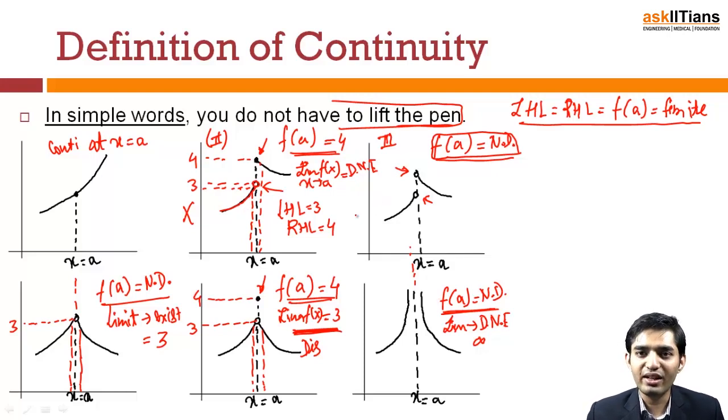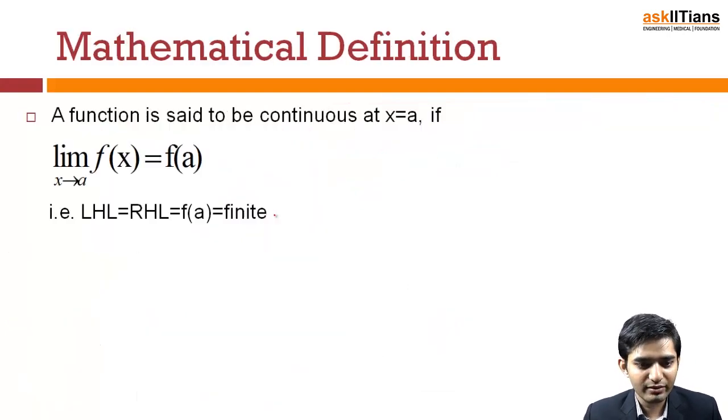And the second thing is find out the limit. Okay, and if both of them are equal, if the limit of the function is equal to the value of the function and is equal to a finite value, then we will say that the function is continuous, otherwise it will not be continuous. Okay, so I hope this slide is clear to you. Now let us go to the next slide.